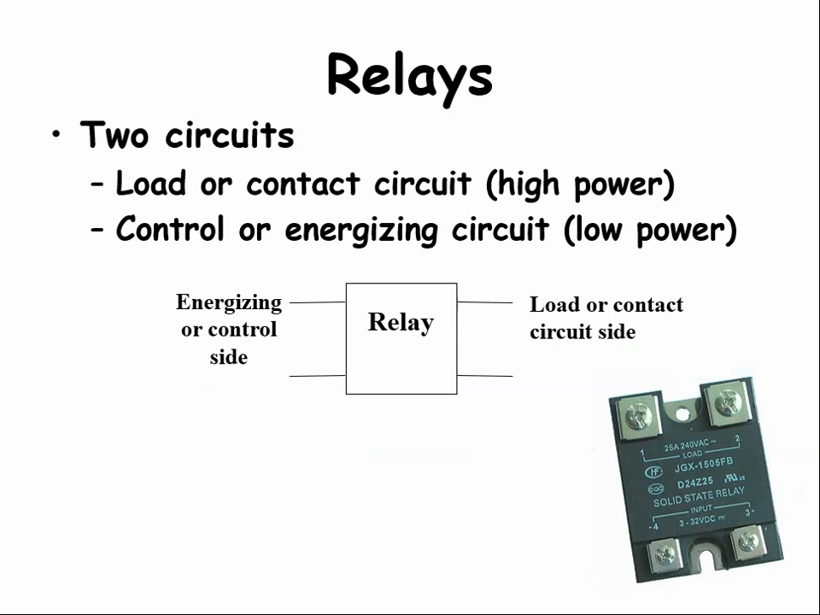One circuit is called the load or contact circuit. This circuit is connected to the device that the relay is turning on or off. The other circuit is the control or energizing circuit. This is the circuit that is connected to the controller.